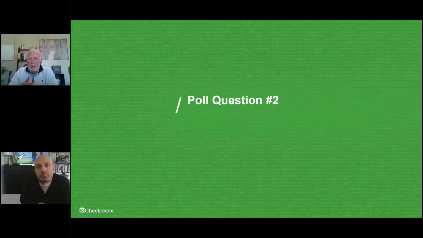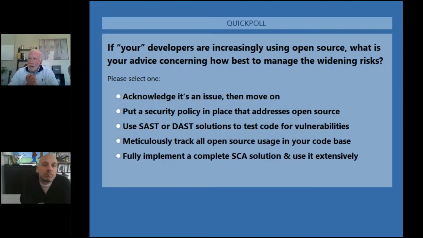So let's move on to poll question number 2 real quick, Jessica. And this is an interesting question too, and it's just kind of your opinion, right? If your developers are increasingly using open source, if you were to advise somebody, what would the advice be concerning how best to manage the widening risk? What would you tell somebody, right? Say you're advising the key stakeholders in your organization.